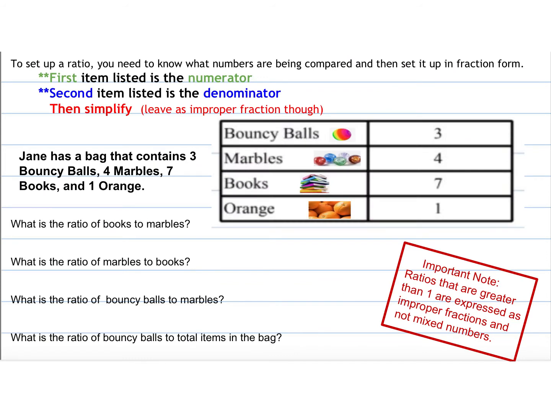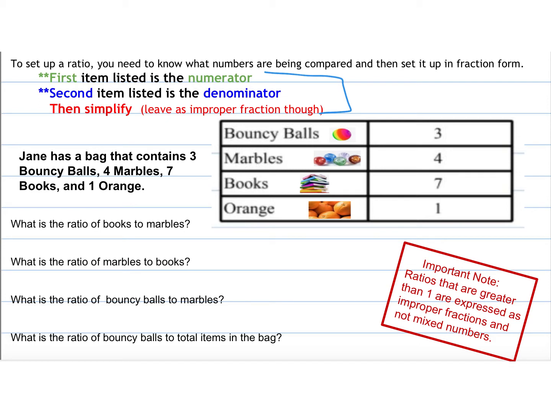So to set up a ratio, you need to know what numbers are being compared and then set that up in a fraction. So let's write this part down here. The first item listed is always going to be the numerator, the number on top. The second item will always be the denominator. Simplify, but make sure to leave it as an improper fraction. So write those 3 things down.